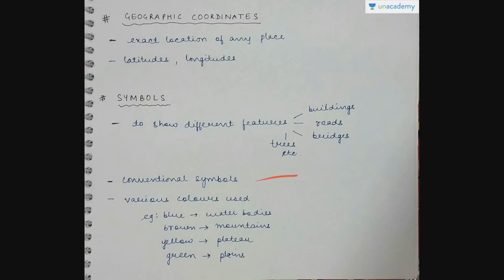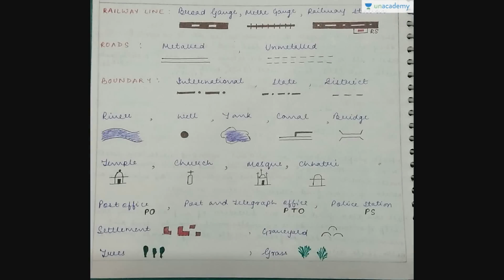Now various colors are used to represent things, like blue for water bodies, brown for mountains, yellow for plateau and green for plains. So these are the kinds of symbols used, like for the railway line, the broad gauge or the meter gauge, or the railway station. Then roads and boundaries, and the flowing river, then tank, well. So you can see from here, for trees this, then grass this, then for graveyard, then for police station they'll write just PS, for church they'll use this cross sign. So there are different kinds of symbols used, and they are accepted for everyone.